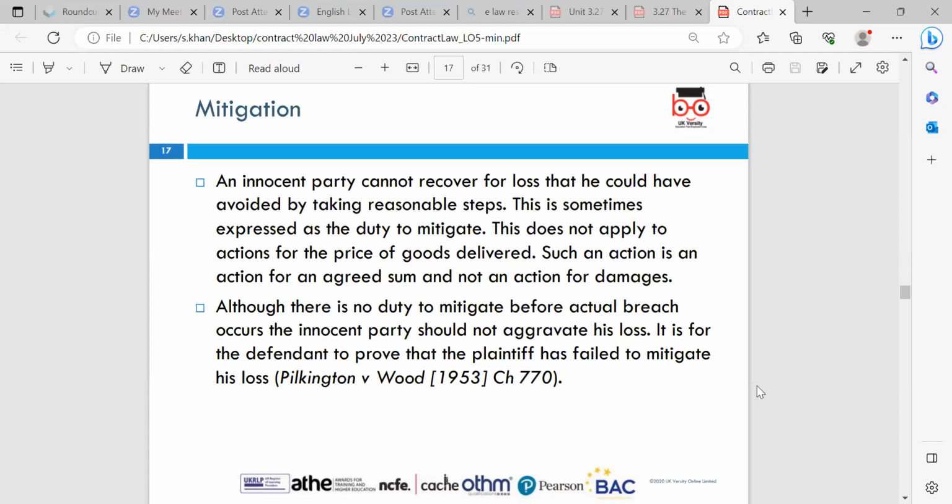As in the case of Pilkington and Wood 1953. In this case, the claimant purchased a house which turned out to have a defective title. Shortly after the purchase, he obtained employment elsewhere and needed to relocate. He had difficulty in selling the house due to the defect in title. He brought an action against his solicitor for his negligence in failing to notice this defect. It was held in this case that the solicitor was liable for the difference in value between what it was worth without the defect and what it was worth with the defect.